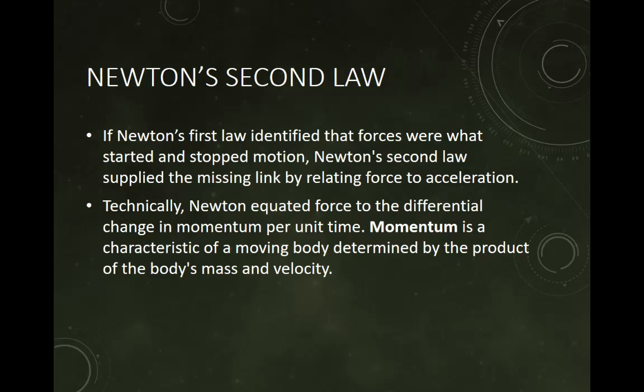So in simplest terms, let's put momentum into a mathematical equation, and we'll come back to this later on. Momentum, which we typically represent by rho or p, is determined by the mass times the velocity. So momentum is equal to mass times velocity. And we'll come back to this later on.